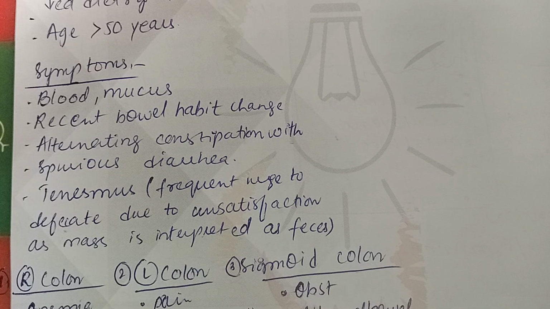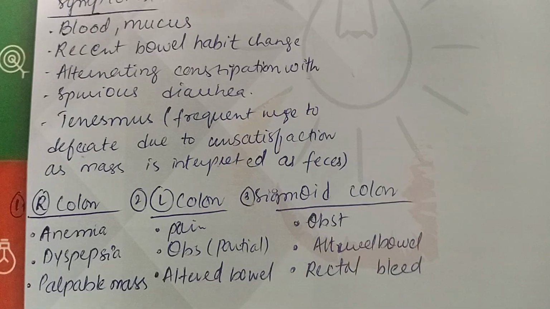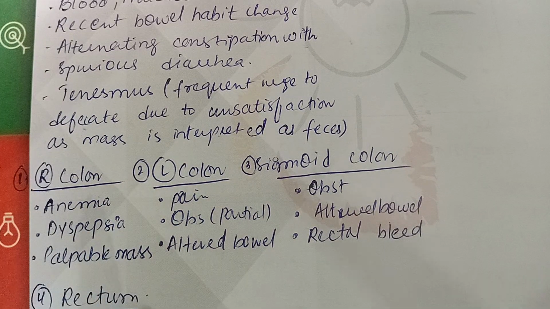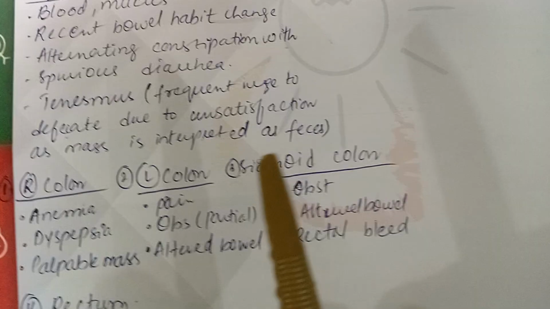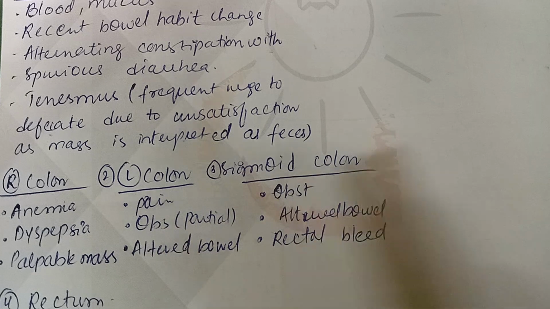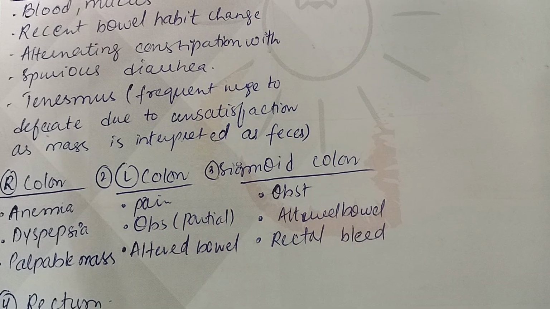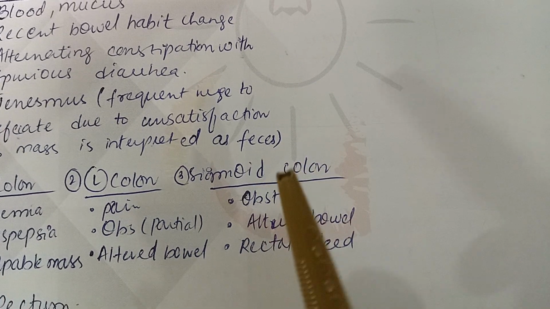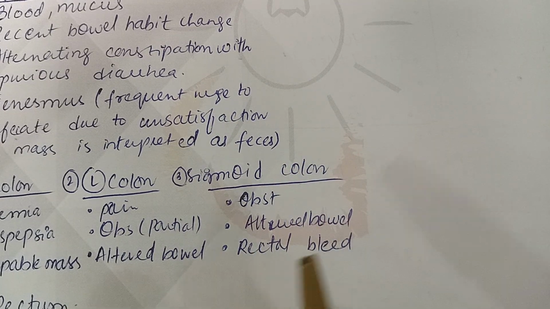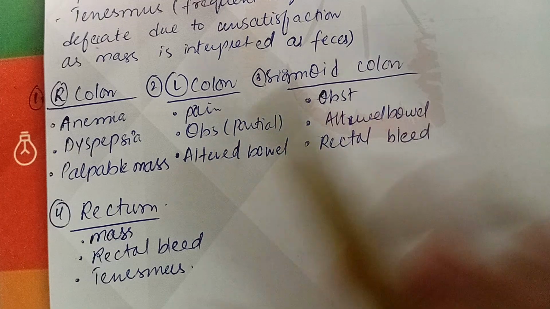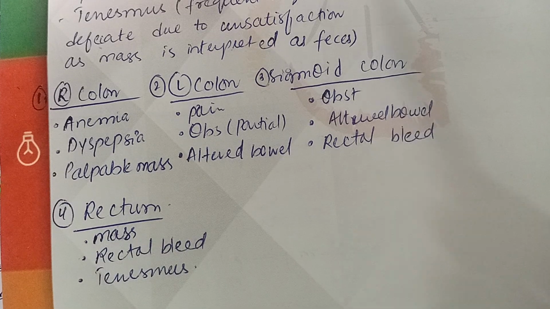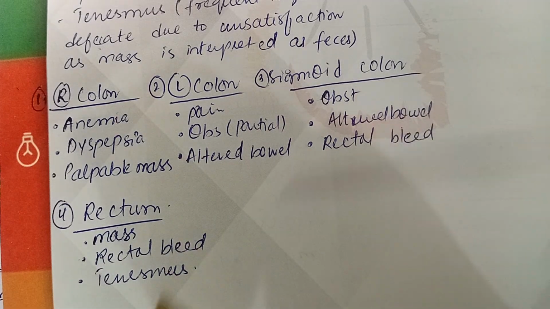According to site, we have some different symptoms of colorectal cancer. For example, if the mass is present in the right colon, there would be anemia, dyspepsia, and a palpable mass. If the mass is present in the left colon, the complaints would be pain, partial obstruction, and altered bowel habits. If the mass is in the sigmoid colon, there can be obstruction, altered bowel habits, and rectal bleeding. If the mass is present in the rectum, there would be a mass felt on rectal examination, rectal bleeding, and tenesmus.